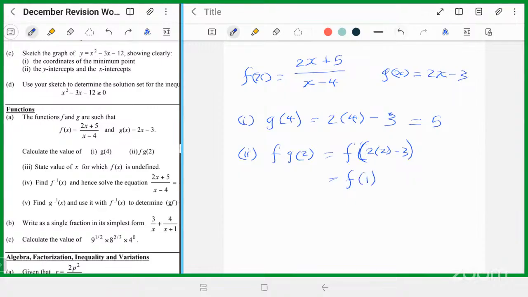Then f of 1 means I want to put 1 in the f function where the x is. So this becomes 2 times 1 plus 5 divided by 1 minus 4. This works out to be 7 over negative 3, or negative 7 over 3, same thing. And that is the answer for part 2. Are you okay with that? We'll move on. Very good.